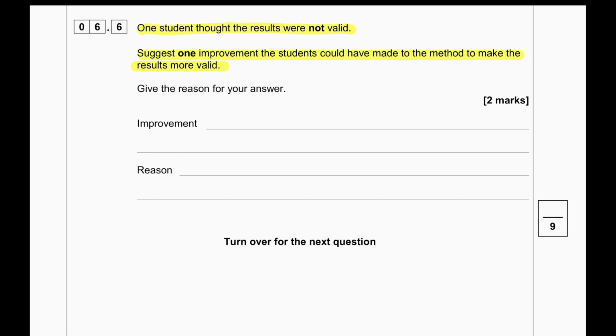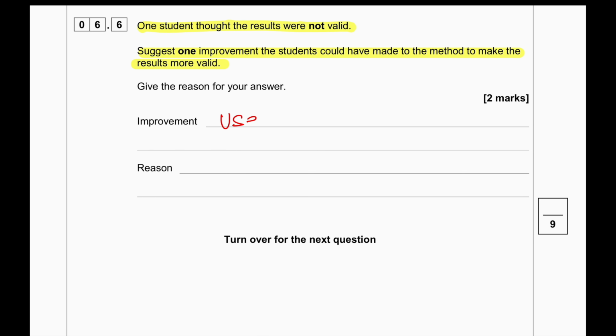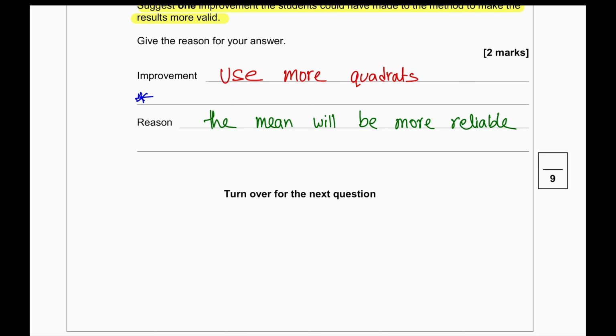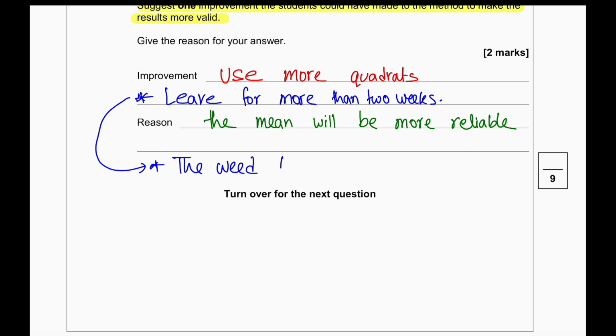So first improvement, we can say use more quadrats, and the reason for that will be the mean will be more reliable. Now, an added point for the improvement would be leave for more than 2 weeks, and the reason for this one, we can write the original is not representative, or we can say the weed killer may take more than 2 weeks to work.